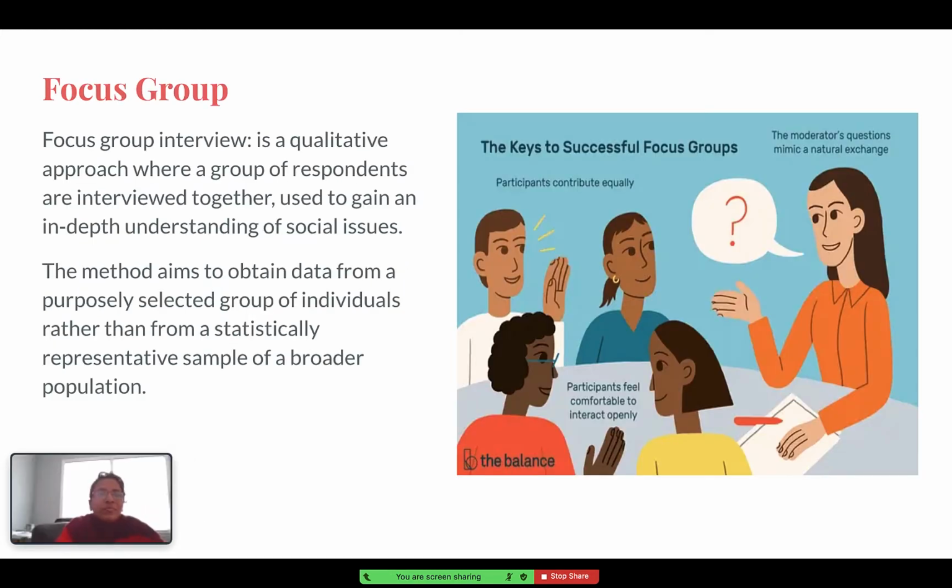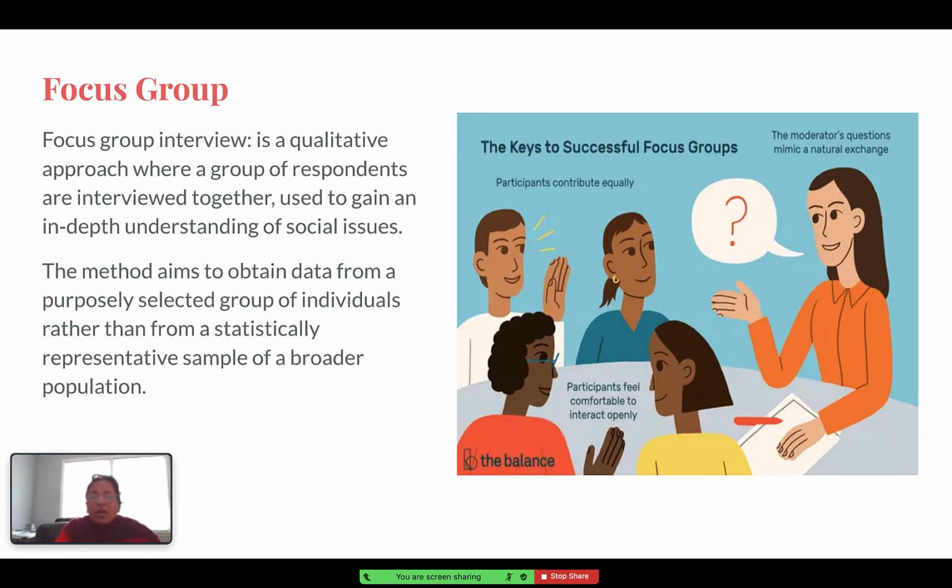Thank you, Michael. So our group also engaged in the research using the focus group method. The focus group method is a qualitative approach where a group of respondents are interviewed together. And this is used to gain an in-depth understanding of issues. And in our case, it will be issues related to education mostly. The method aims to obtain data from a purposefully selected group of individuals rather than from a statistically representative sample of a broader population.